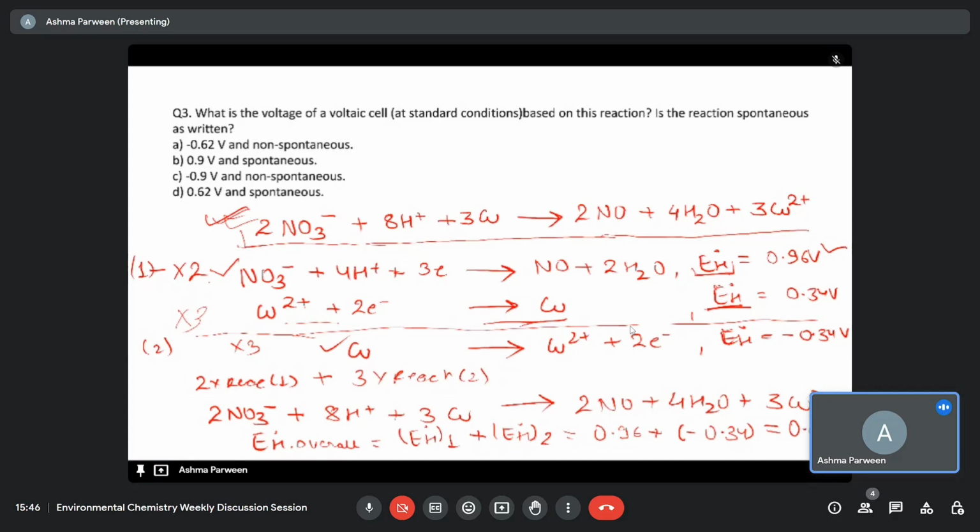Also we know that if E naught is positive, then the reaction will be spontaneous, and if it is negative, then the reaction will be non-spontaneous. It is just the reverse of Gibbs free energy. We know that if the Gibbs free energy of the reaction is negative, then it will be spontaneous, and if it is positive, then it will be non-spontaneous. So it is just opposite of that. Since E naught is greater than 0, it means that the reaction is spontaneous.